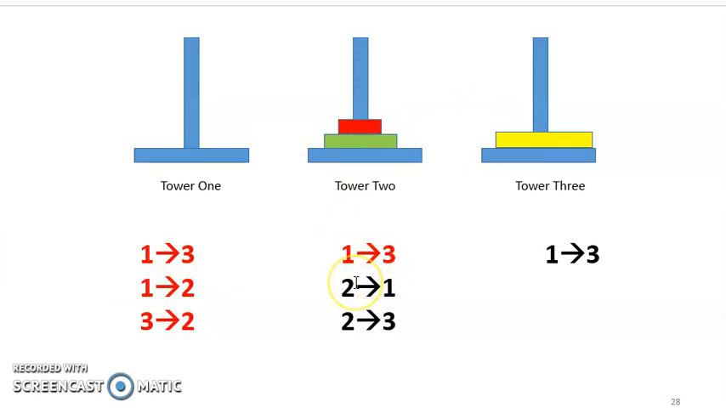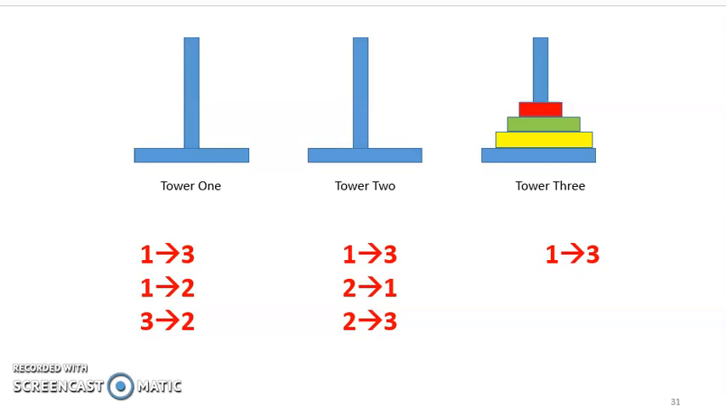Then 2 to 1. We have moved from this 1 to this 3. And then we move from this 2 to this 1. That is red from this 2 to this 1. Then we will move from this 2 to this 3. That is green from this 2 to this 3. Lastly, we will move from this 1 to this 3. That is red to upper 1.